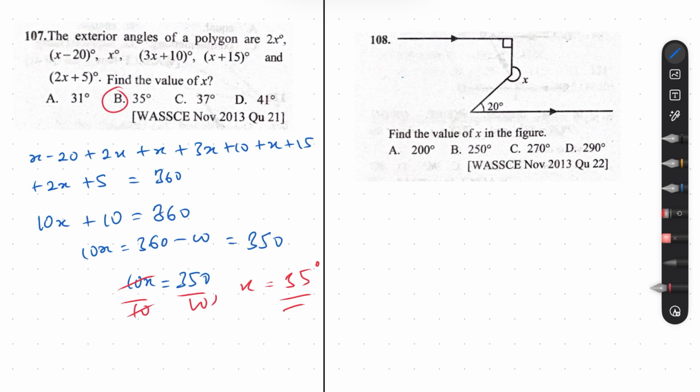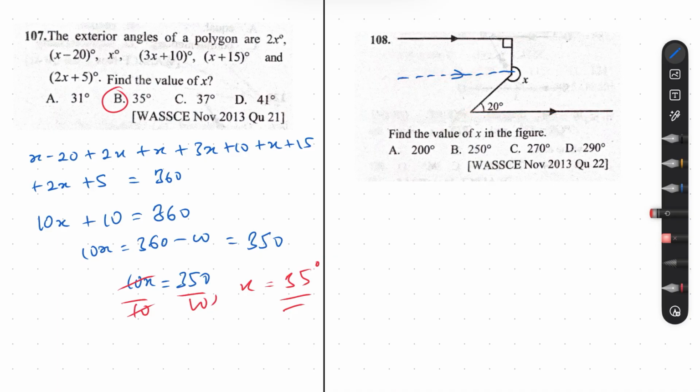Okay, cool. Let's move on to question 108. The question says find the value of x in the figure. So the value we're trying to find is what? This one right here, x. Okay, so what we can do is we can draw a straight line that is parallel to this line. Okay, so this and this are parallel, and also this is parallel to this line.